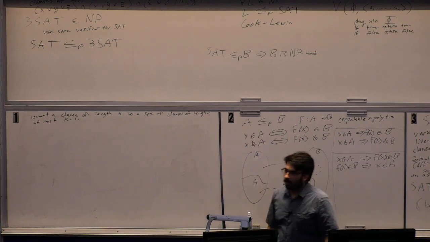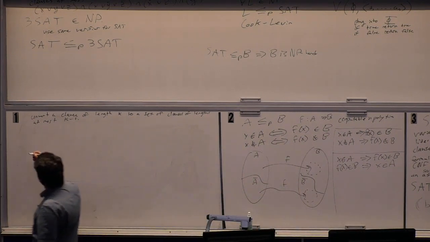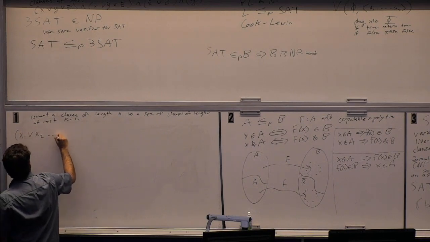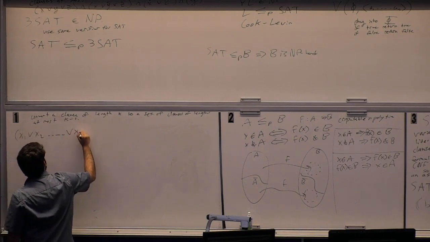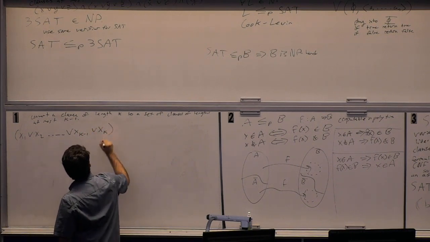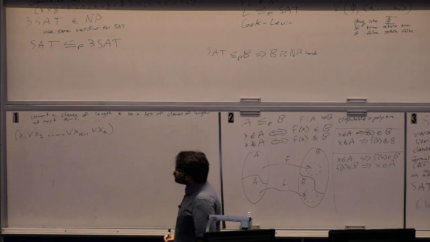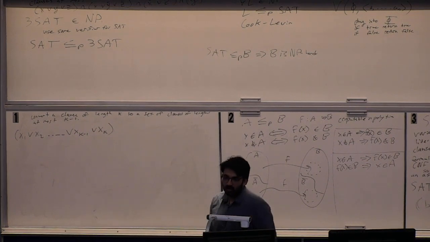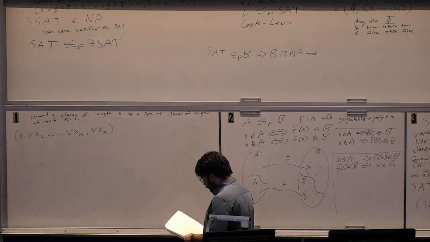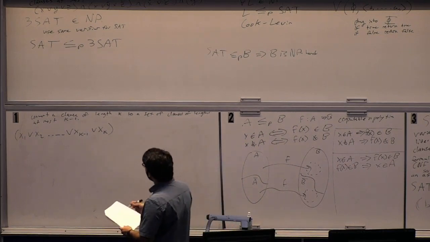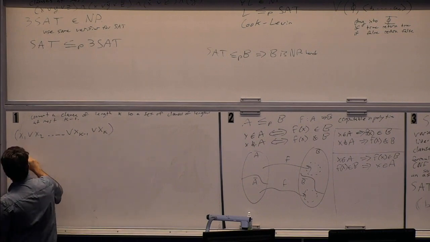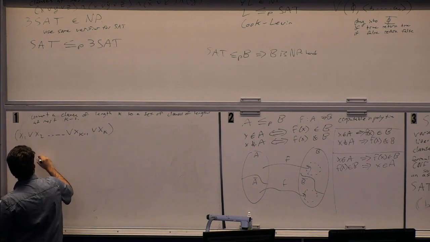Okay. Suppose we have a clause. Let's just consider one clause. Suppose we have a clause of length k, right? What we do is we convert this to two equivalent clauses. What we're going to do is add a variable, z, and notice this has length k. We're going to convert this to the first k minus 1 literals.